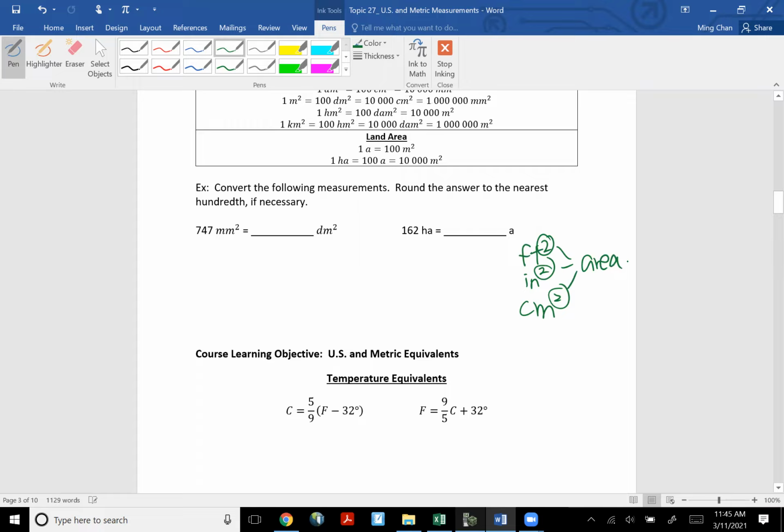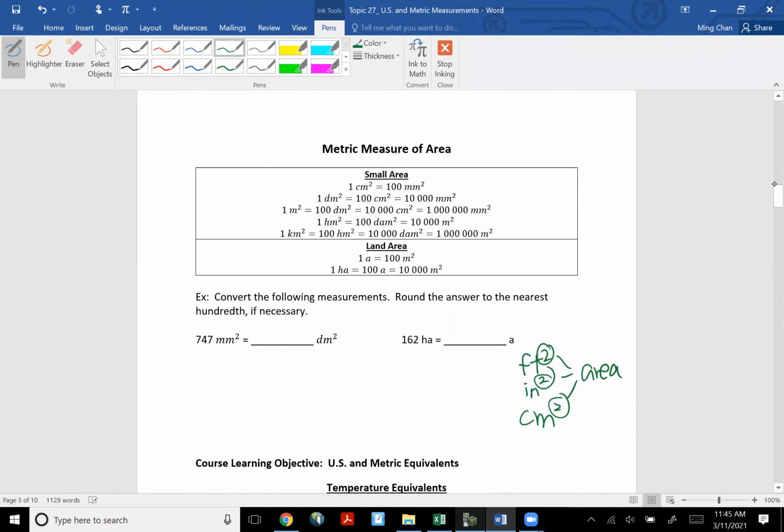So that's how, when you do your homework, you know which chart you need to come back and look at. The A here represents ares, A-R-E-S. I think that's how you spell it, ares. Not acres, ares. So if you don't know what ares is, that's okay. I don't know much about it either.